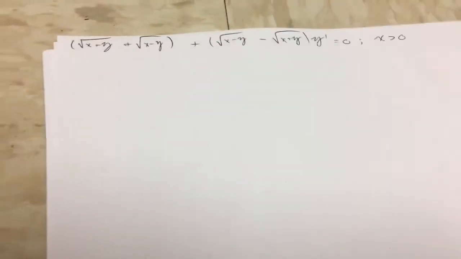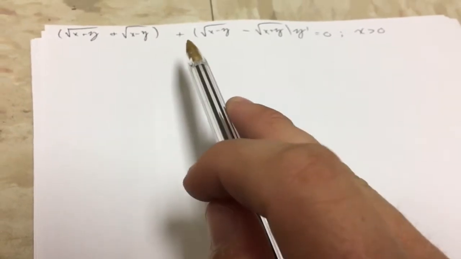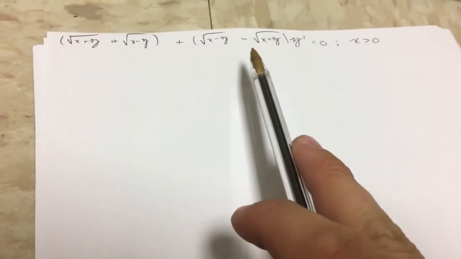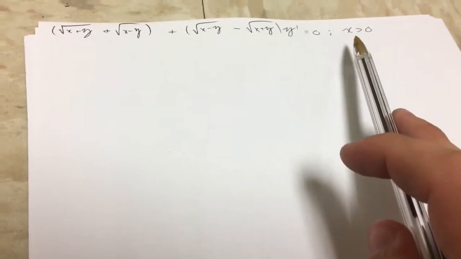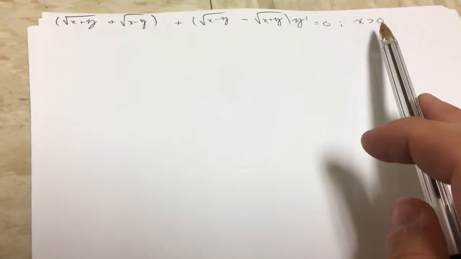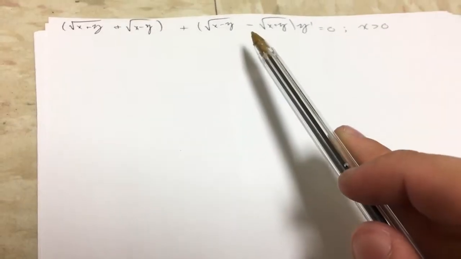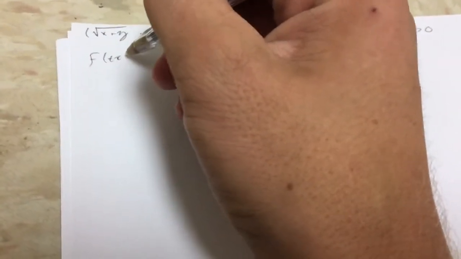This question states that the square root of x plus y, plus the square root of x minus y, plus the square root of x minus y minus the square root of x plus y, times y prime, equals 0, where x is greater than 0. So this looks homogeneous, but we're going to check by taking f of tx, ty.